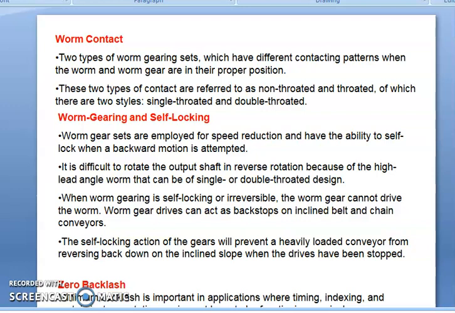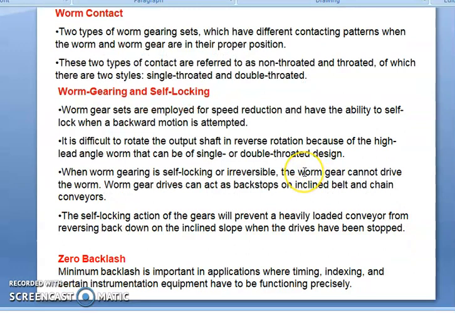When the worm gearing is self-locking, or non-reversible, it means the worm gear cannot drive the worm. So the worm gear drives can act as a backstop on an inclined belt and chain conveyor. The self-locking action of the gears will prevent a heavily loaded conveyor from reversing back down the inclined slope when the driver has been stopped.